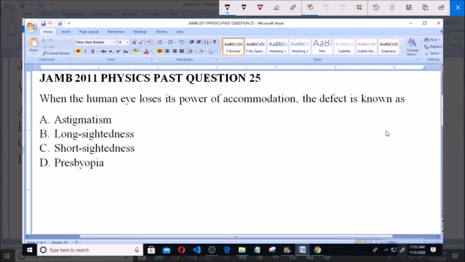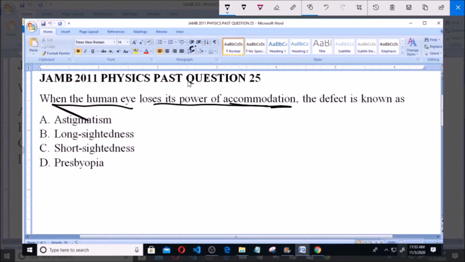Hello and welcome. I will be answering JAMB 2011 Physics Past Question 25. When the human eye loses its power of accommodation, the defect is known as A. Astigmatism, B. Long-sightedness, C. Short-sightedness, D. Presbyopia. So you have 4 eye defects given to us here, and we are asked which of them is described as a situation where the human eye loses its power of accommodation.